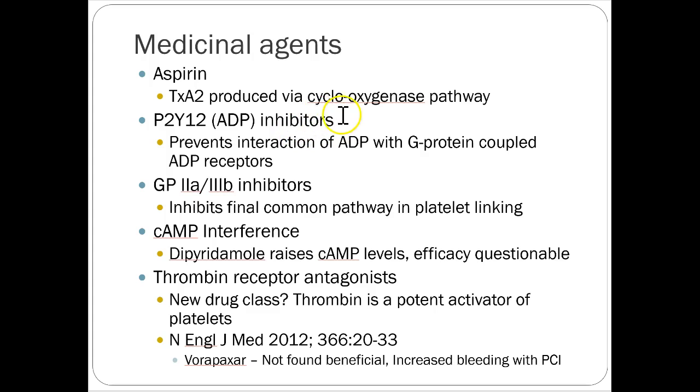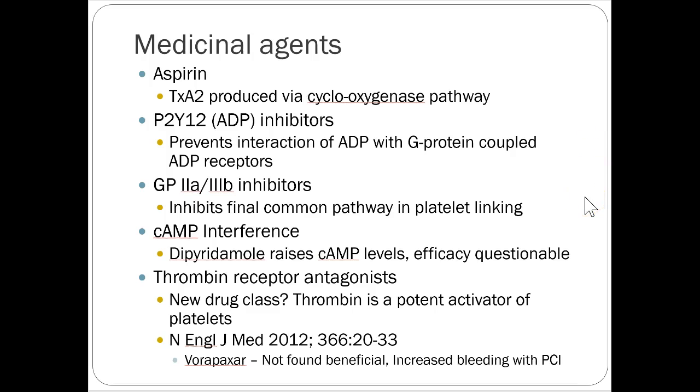P2Y12 inhibitors, or ADP inhibitors, prevent the interaction of adenosine diphosphate with G protein coupled receptors. So that's a different mechanism. These two do kind of the same end game, but they work very differently. So oftentimes they're used in combination if you have a high-risk patient. And we'll talk about those situations here in a little bit.